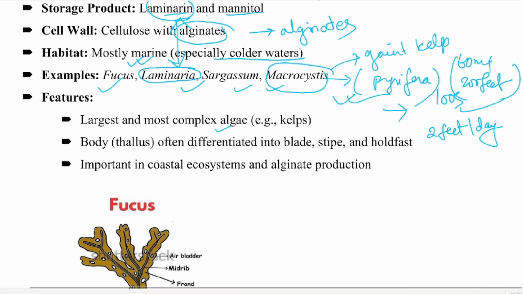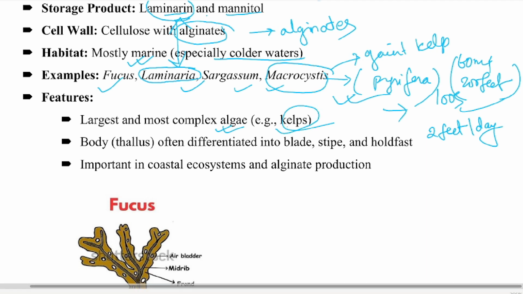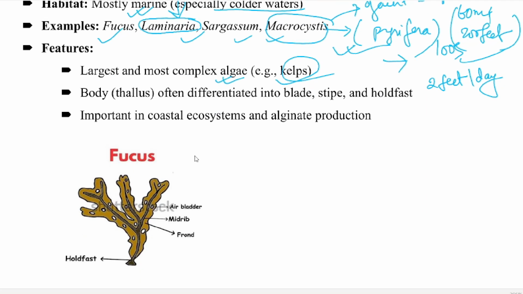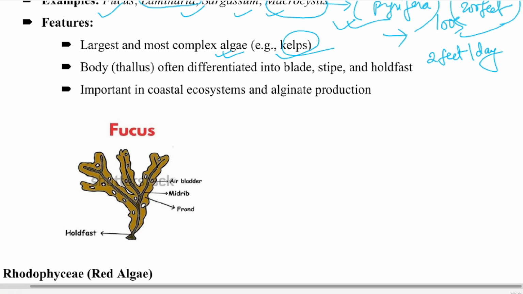And the most complex algae features kelps, commonly called giant kelp. Already mentioned, the body is often differentiated. Body is thallus, but it is not differentiated into root, stem and leaves. But in case of brown algae, as it is like a complex algae and the largest algae are present in this class, its body is differentiated into structures like blade, stipe, and holdfast.